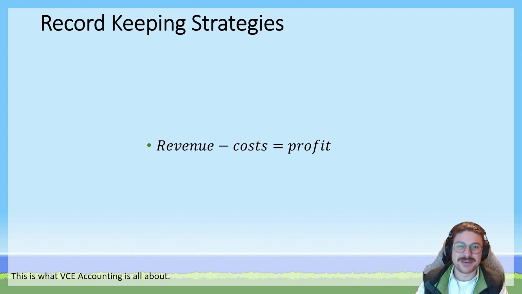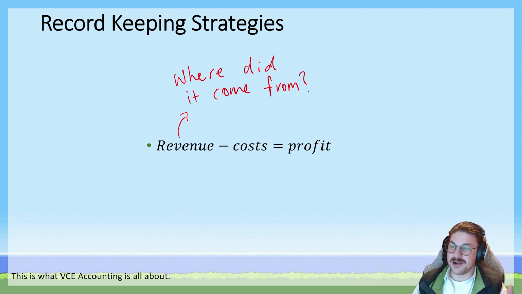We know our formula for calculating profit is revenue minus costs. Well, your revenue, as far as record-keeping strategies is concerned, we need to know where it came from. What did you do that attracted that revenue? Did it come from a customer who owed you money? Have they paid off everything they owed you? Or can you expect more to come in?